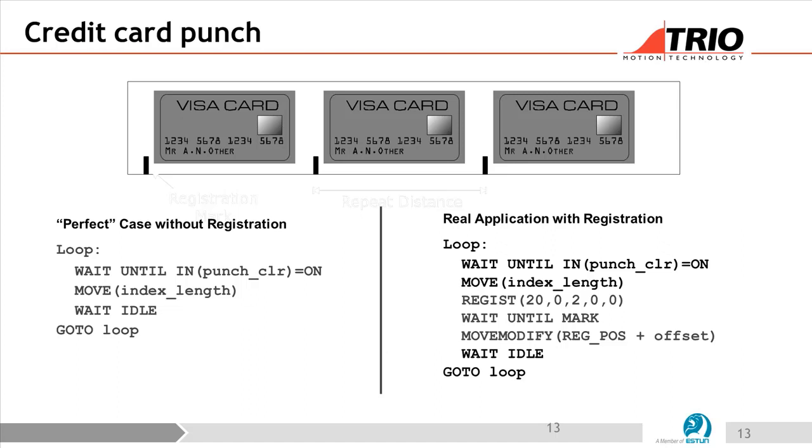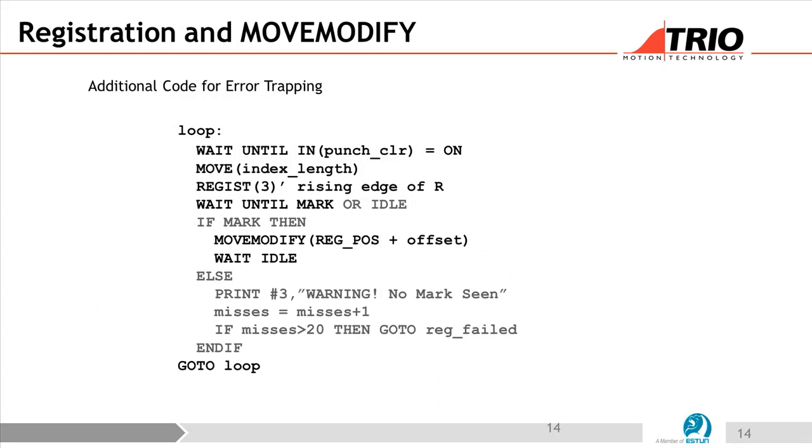There's obviously a problem with that in that if we have wait until mark, and there's a problem with the mark or the sensor, then it's going to get stuck. It won't go past that line. So we need to add even more lines of code to say what if there's no mark. Instead of just wait until mark, we're doing wait until mark or idle. And then if we see the mark, we do those 2 lines of code as before, or else we increment a counter and then go off to some routine that will flash a big red light on the machine and stop everything if we're missing too many.